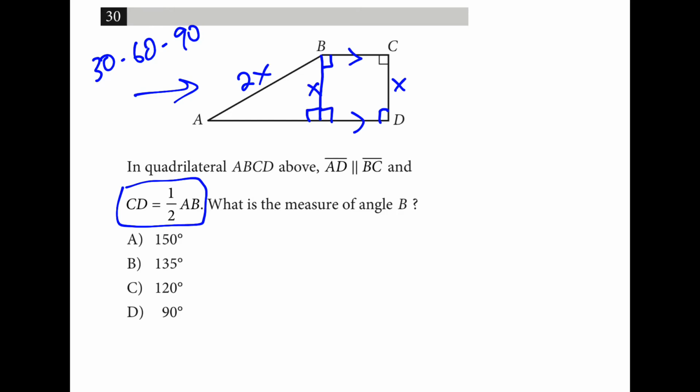where one of the legs here is x, the other would be x root 3, and then the hypotenuse is 2x. So that tells me I'm looking at 30 degrees here and 60 degrees here. They want to know angle B. That's this entire angle here. So I take 60 plus the 90, and the answer is A.